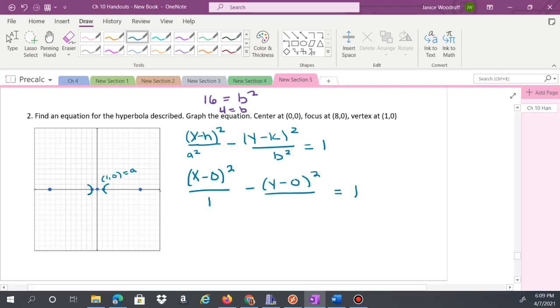So we do know c, though. We know the focus is 8, 0. So focus is going to be the distance from the center. Distance from the center here is 8. So we'll go 8 squared equals 1 squared plus b squared. So 64 equals 1 plus b squared. So there you're going to get 63 for your b squared. So you put b squared underneath here. So this is 63 under here. B is the square root of 63.